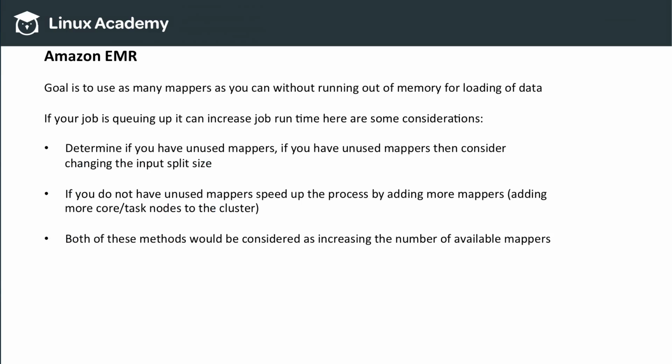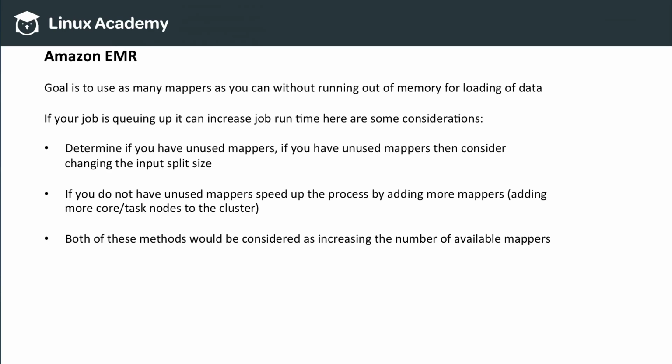So the goal is to use as many mappers as you can without running out of memory for loading your data on an EC2 instance. If your job is queuing up, it can increase job runtime. Here are a few considerations. Determine if you have unused mappers. If you have unused mappers and you have a queue, then you might consider changing split size. So if you have 2 mappers that are being used and 2 mappers that are not being used, maybe consider changing the instance size or changing your chunk size.